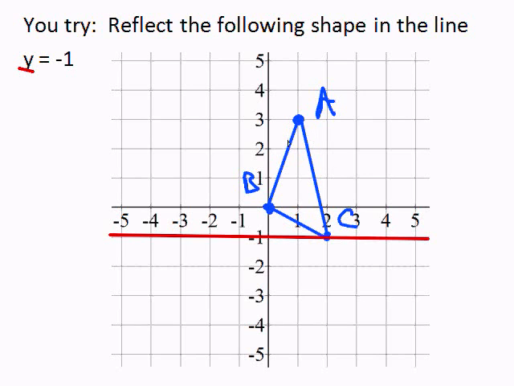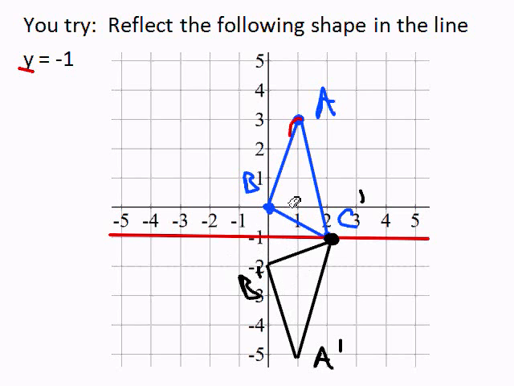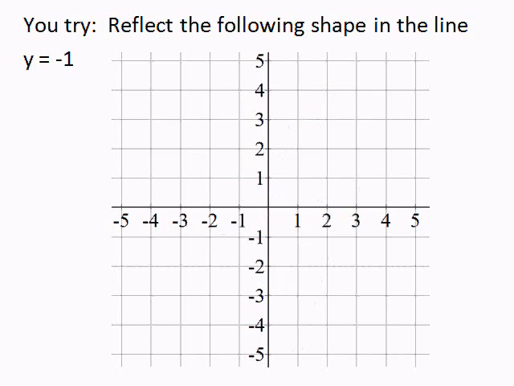Starting with A, we notice A is 1, 2, 3, 4 away from our line. We're going to go 1, 2, 3, 4 on the other side to give us A prime. B is 1 away, so we're going to go 1 on the other side to give us B prime. And C is right on top of the line, so it stays there and becomes C prime. We connect our dots, and we get our reflected image. And in this case, we reflected over the line y equals negative 1.